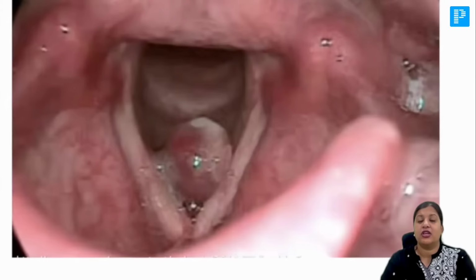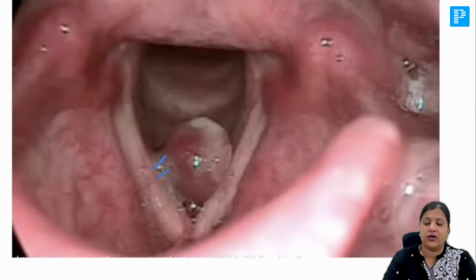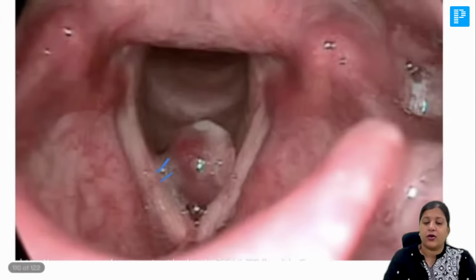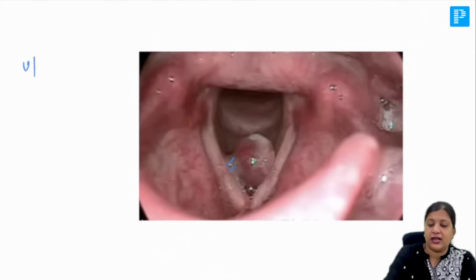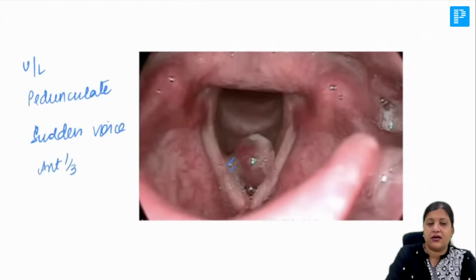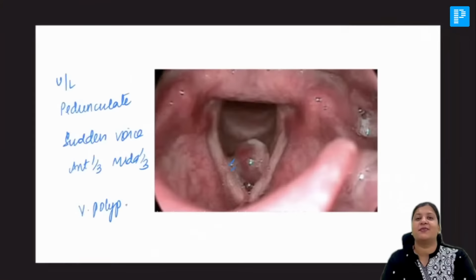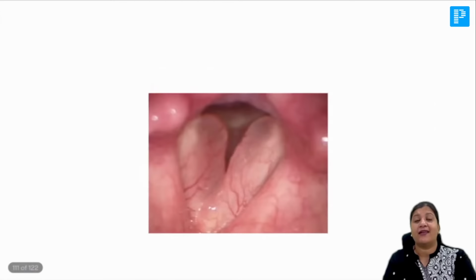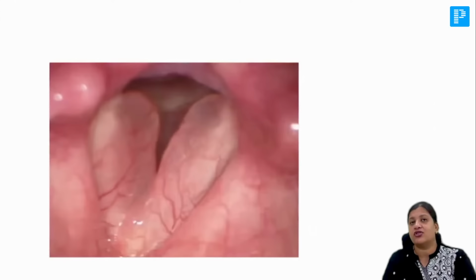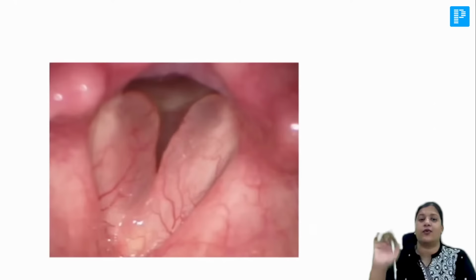Now look at this unilateral, pedunculated mass occurring because of sudden voice abuse, at the junction of anterior 1/3 and middle 1/3. What are we talking about? We are talking about vocal polyp. Yes, so this is a patient who has vocal polyp. Bilateral nodular lesions at the same junction would be vocal nodule because of chronic voice abuse.